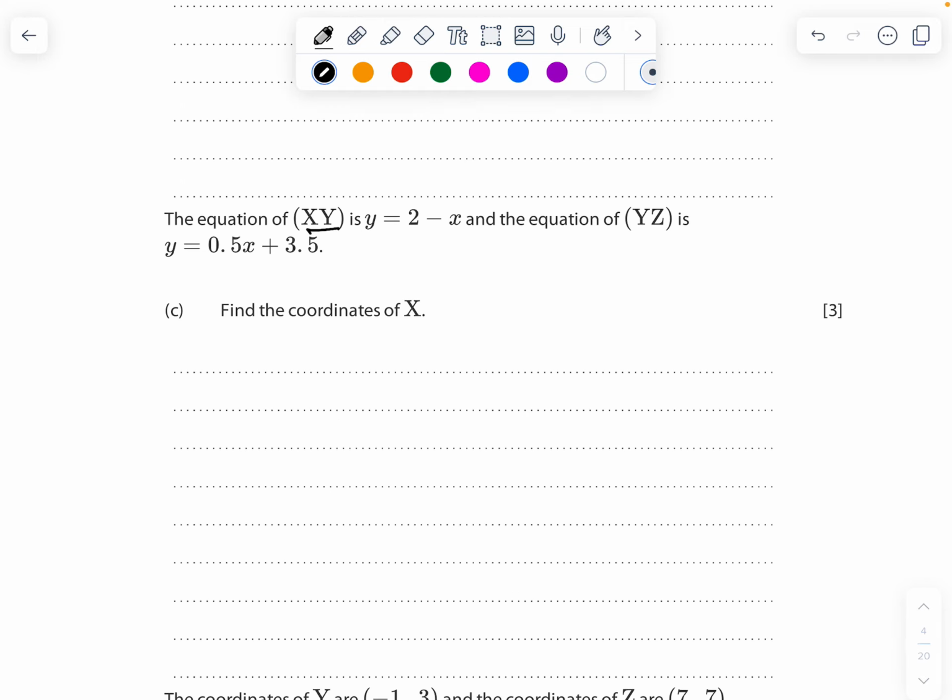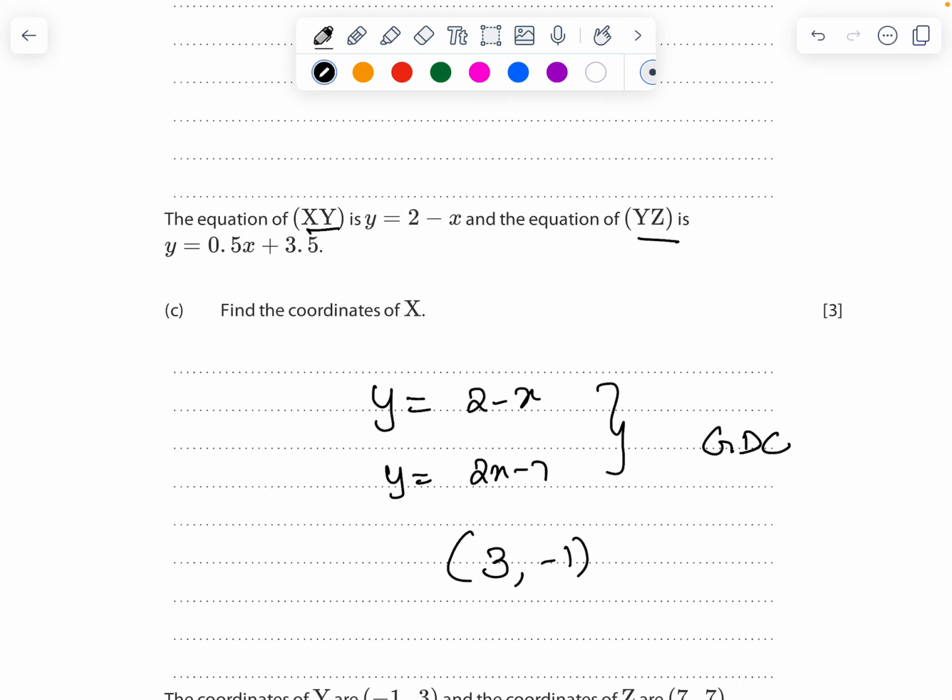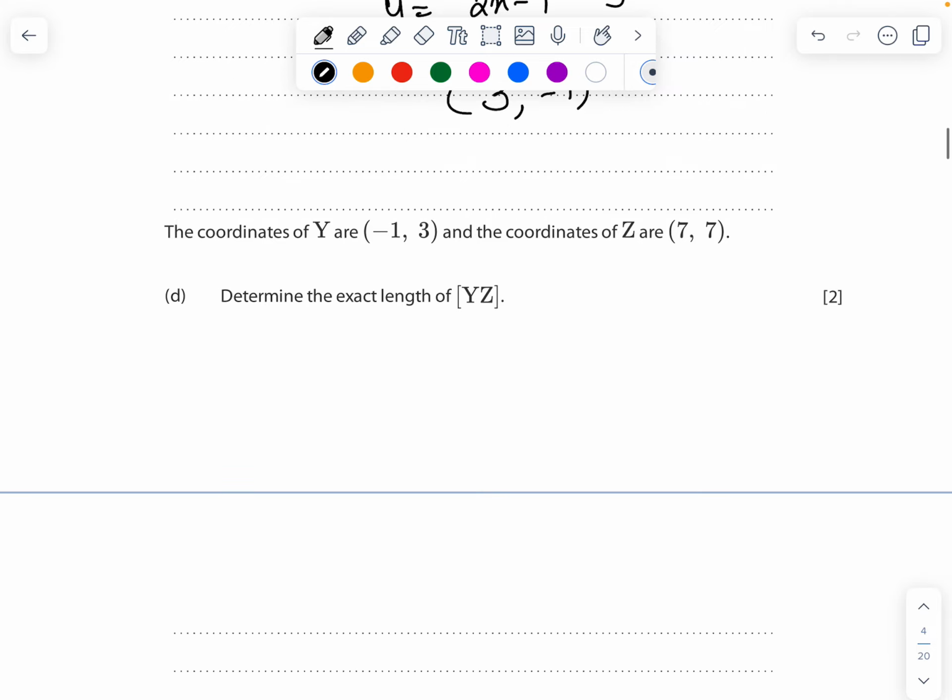The equation of xy is given and the equation of yz is given. Find the coordinates of x. We have to take the xy equation and the equation of xz that we found, the perpendicular bisector, and solve the simultaneous equations using the calculator GDC. You should get the answer as 3, comma, negative 1. Then the coordinates of y are minus 1, comma, 3, and the coordinates of z are given.